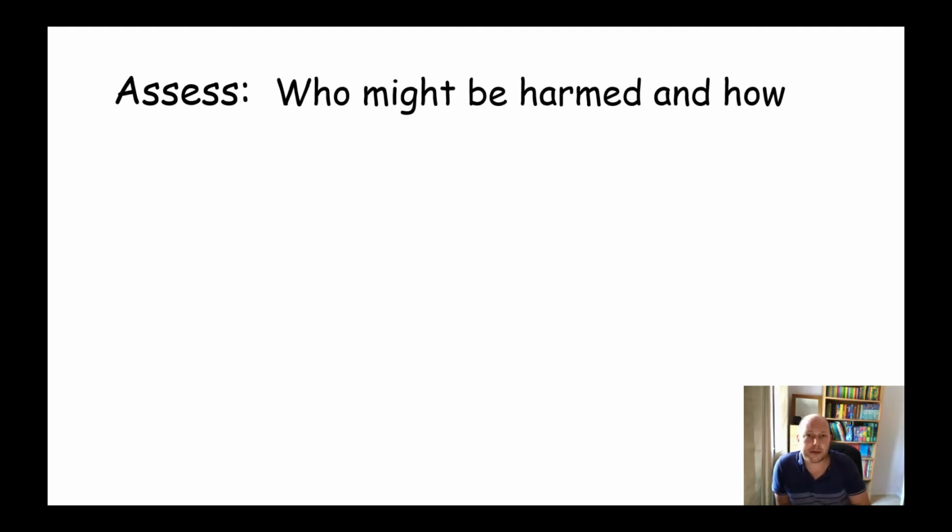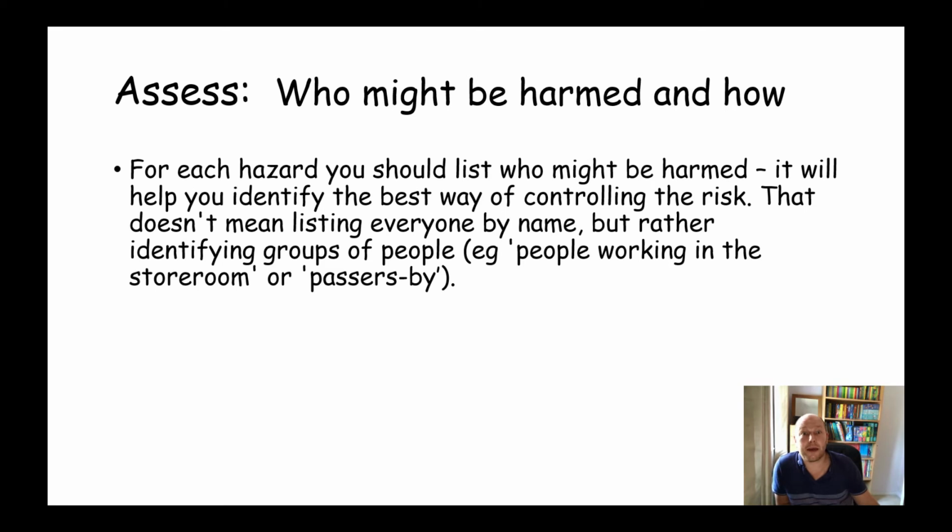Alrighty, we need to assess, think about who might be harmed and how. For each hazard, think about who might be harmed by it, and that will help you consider the control measures. If it's only going to be people who are in after hours that are at risk, then you can focus your control measures on controlling the hazard to those people. Whereas if people in during the day were at risk, then you'd focus your attention there.